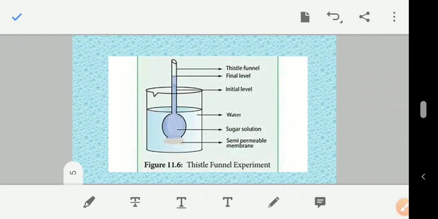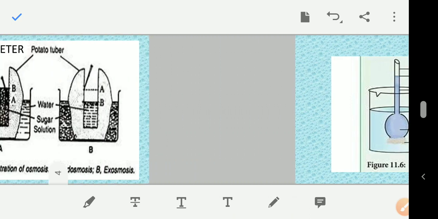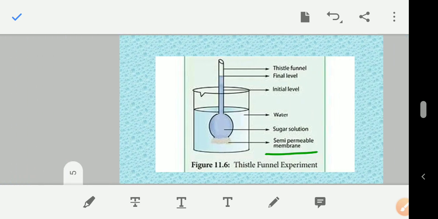This is the thistle funnel experiment of osmosis. A number of questions could be raised here. What is the function of the semi-permeable membrane? Just wait. Here we may ask one more question. What will happen if instead of raw potato, we took boiled potato? Then we cannot have this observation because on boiling, potato loses its semi-permeability.